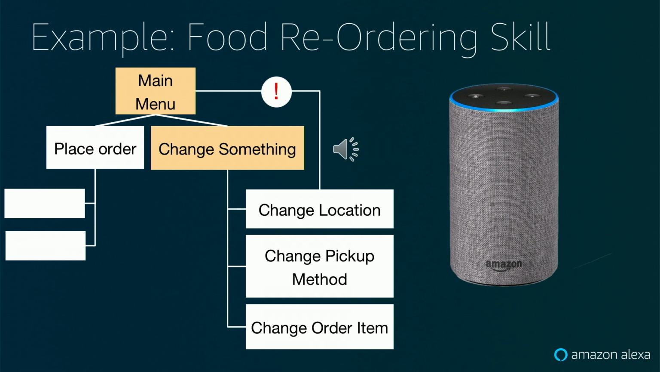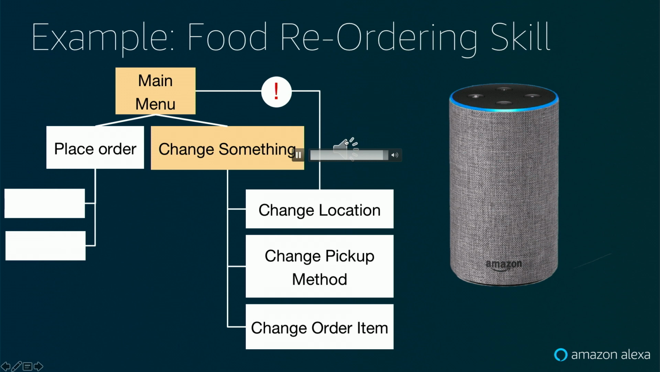I'm sorry, I didn't quite understand. You can place this order or change something. Which would you like? Change something. Okay, you can change the pickup time, change the location, change the pickup method, or change the order item. What would you like to do?